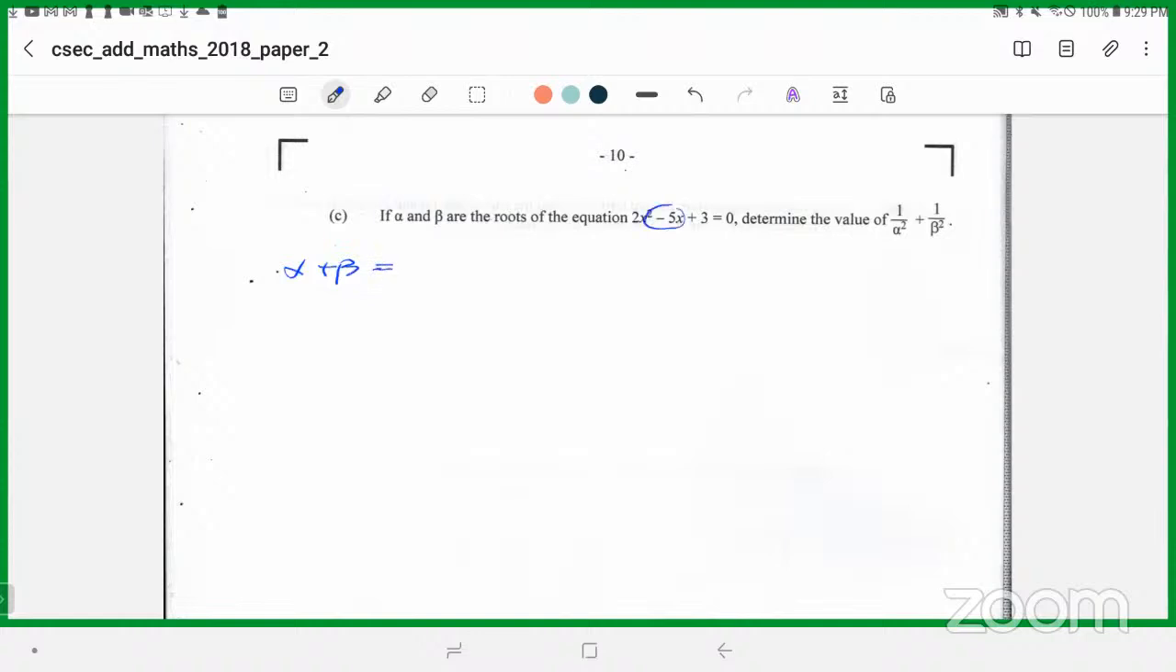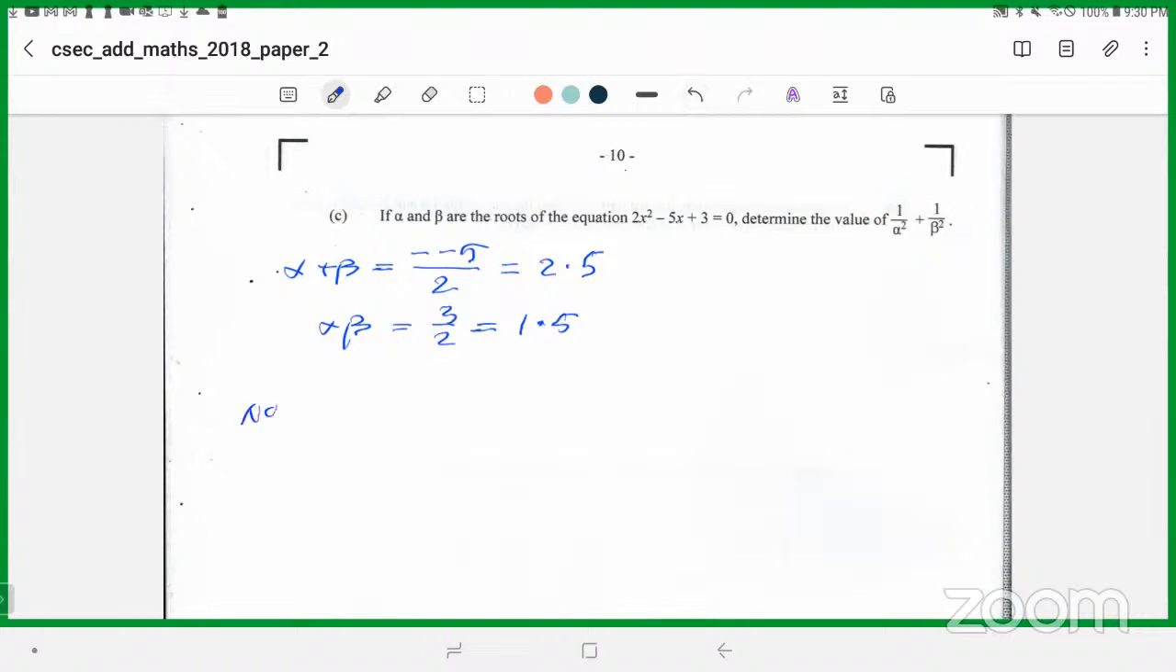So it's minus -5 over a, which is 2. That becomes positive 5 over 2, which is 2.5. We could put 5 over 2, but we can write 2.5. And then alpha beta is c over a. That's 3 over 2, I'm going to put 1.5. You could put 3 over 2, but it's okay to put 1.5. I don't need to work out this value.